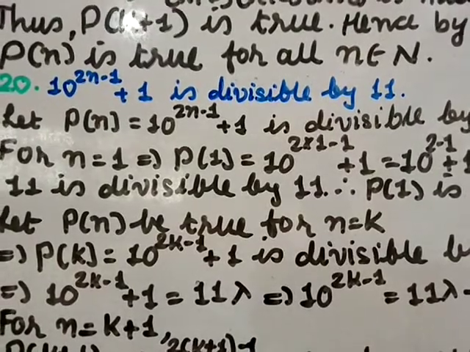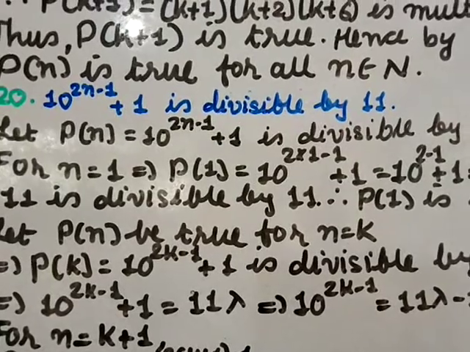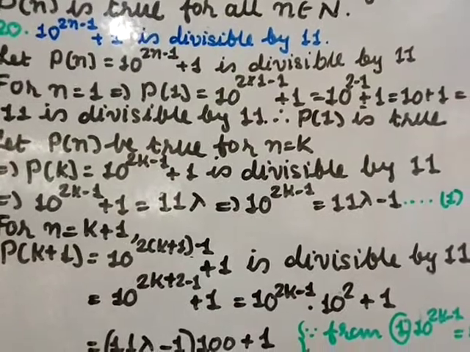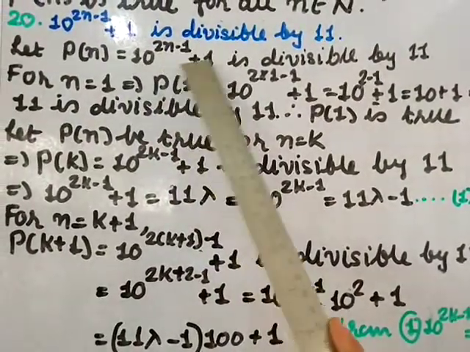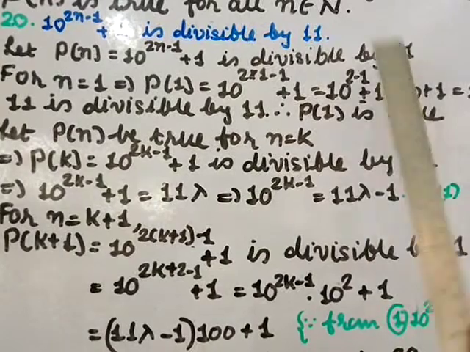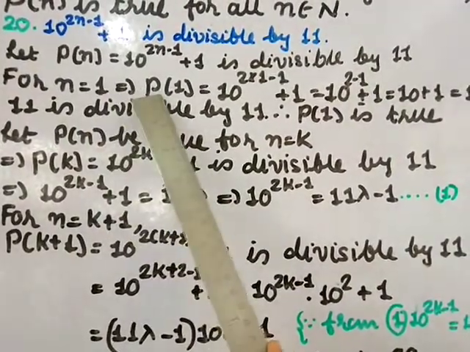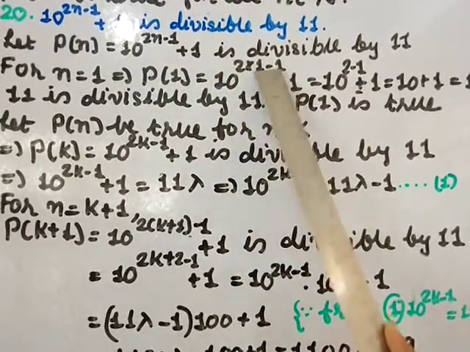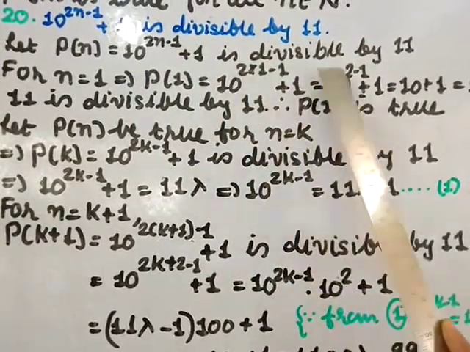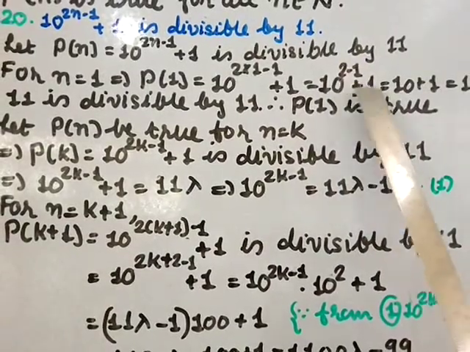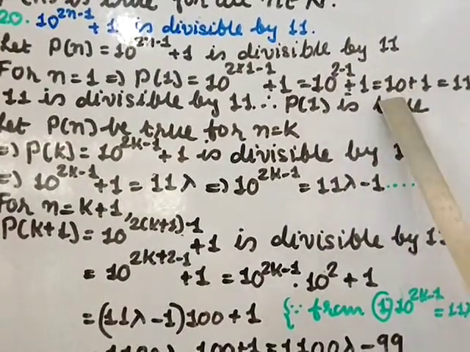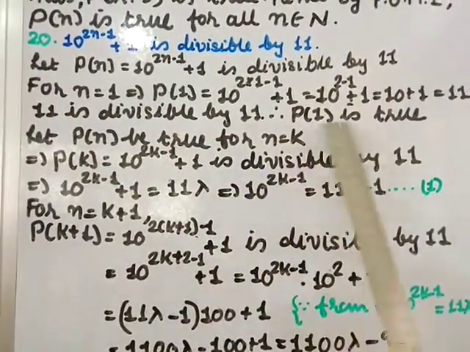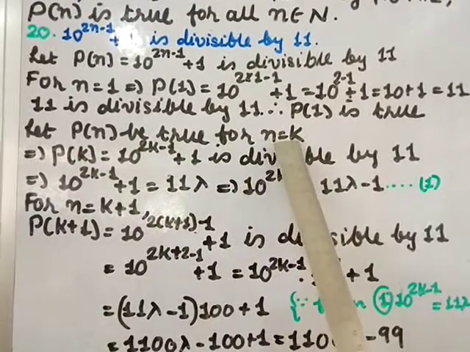Question number 20. 10 to the power 2n minus 1 plus 1 is divisible by 11. Call this as Pn. Let Pn equal to 10 to the power 2n minus 1 plus 1 be divisible by 11. Check for n equal to 1. So P1 equal to 10 to the power 2 into 1 minus 1 plus 1. So 2 into 1 is 2, minus 1, so 10 power 1 plus 1 equal to 11. 11 is divisible by 11. Therefore P1 is true.